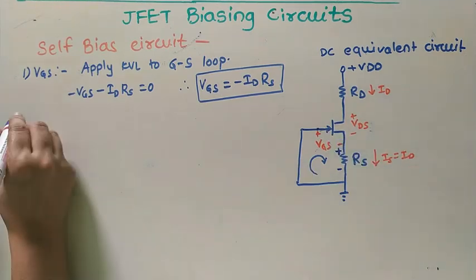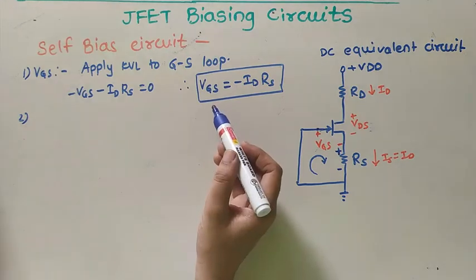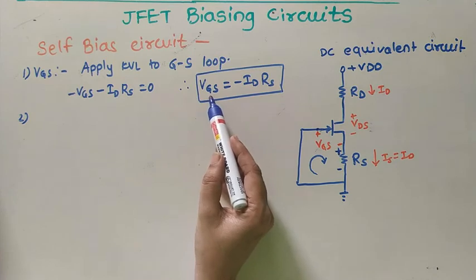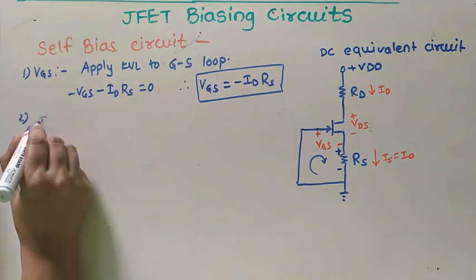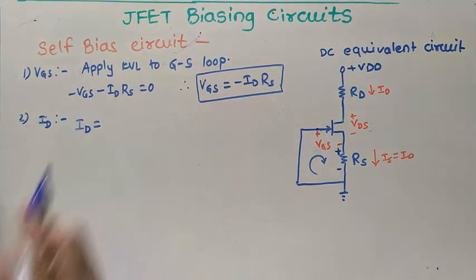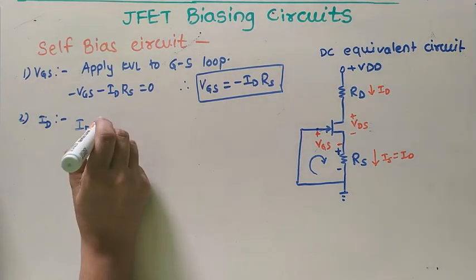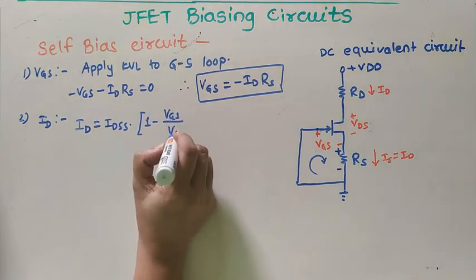Now in second step we have to find out the ID current, and here in this equation we can observe that VGS is a function of output current ID and not fixed in magnitude. So ID secondly we have to find out, and for JFET the Shockley's drain current equation can be used to get the ID value. So ID is equal to IDSS into 1 minus VGS upon VP bracket square.